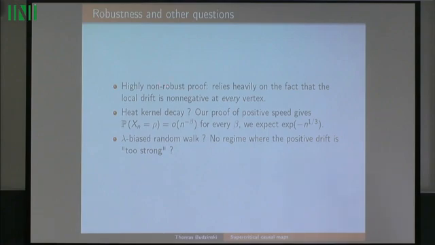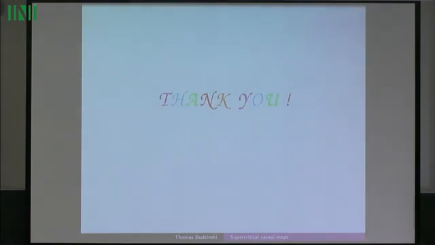So there are some natural questions that we might ask. For example, I don't believe that the assumption mu of 0 is equal to 0 is necessary, but this proof is highly non-robust because it's important that there is no vertex with a negative drift. And there are other questions about the random walk that might be asked, like the heat kernel decay or the study of the lambda biased random walk, or things like that. Okay, so I think I will stop here. Thank you very much.